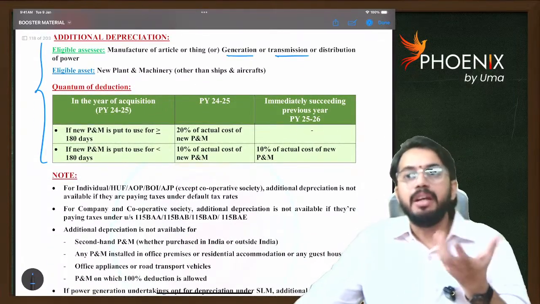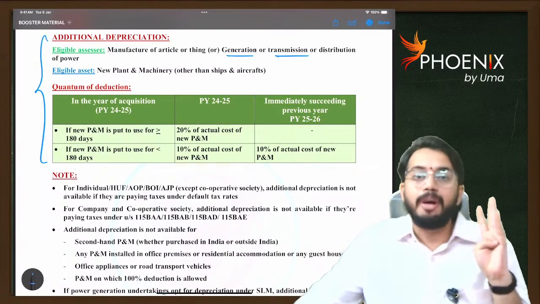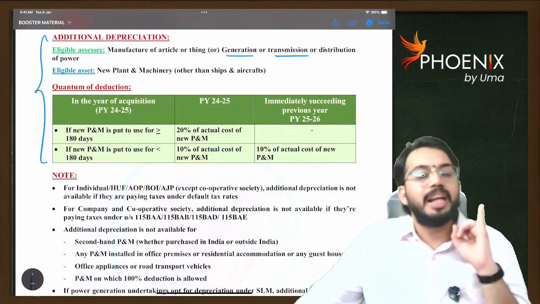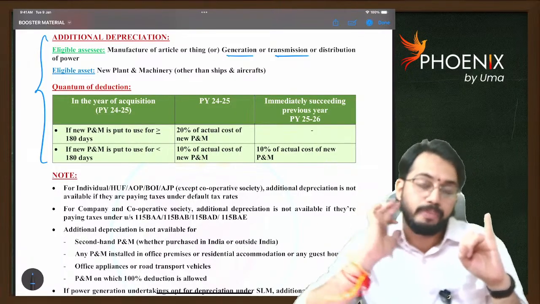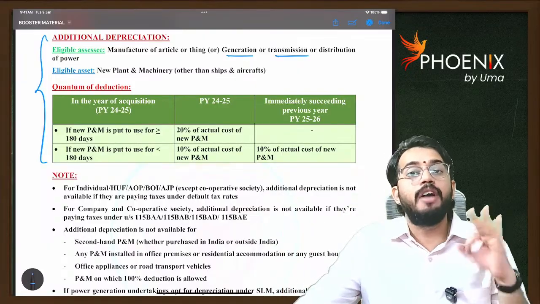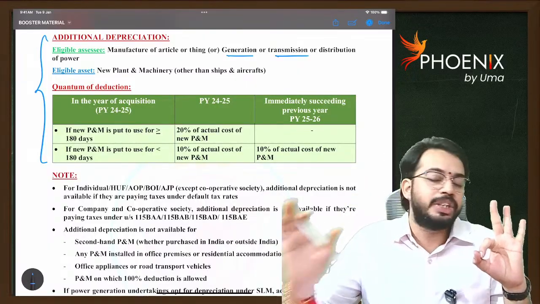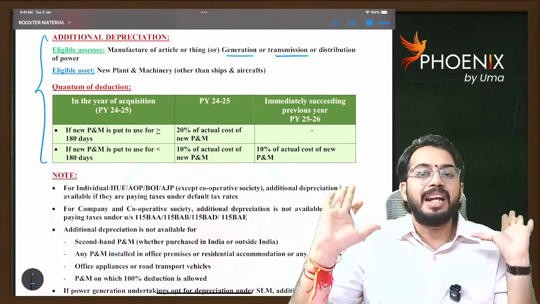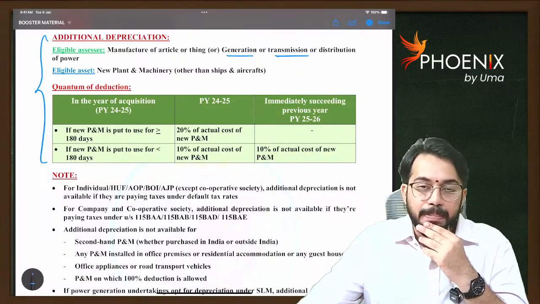Next, see, there are four types of blocks. Building. On building, can I claim additional depreciation? No. On intangible assets, can I claim additional depreciation? No. On furniture, can I claim additional depreciation? No. Only on plant and machinery, I can claim additional depreciation.